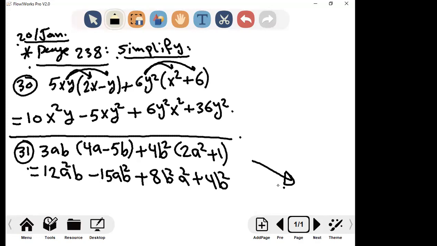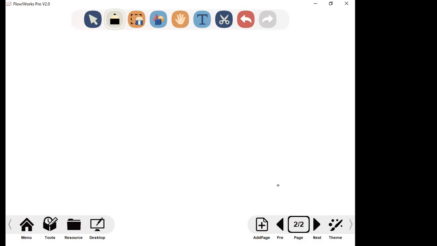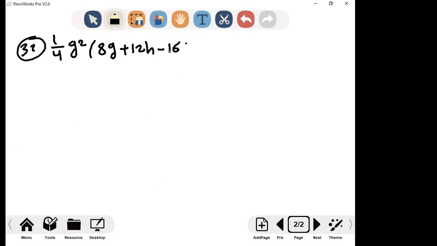Question 32 and 33, they have the same idea. I'll do one of them, okay? So I'll do question 32, yeah. Now 33, I will leave it for you as exercise. It's the same idea of 32. 32, the question said, simplify 1 over 4 g to the power of 2 multiplied by 8g plus 12h minus 16 gh power 2. Okay?